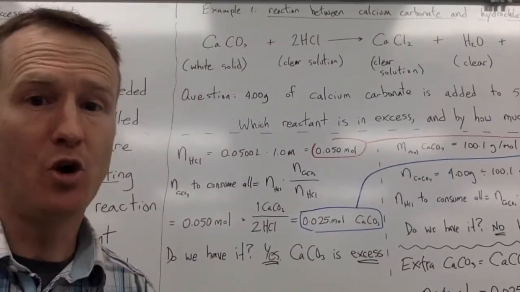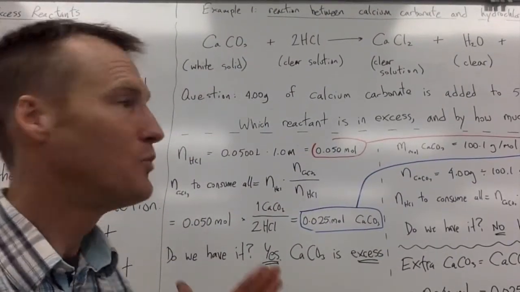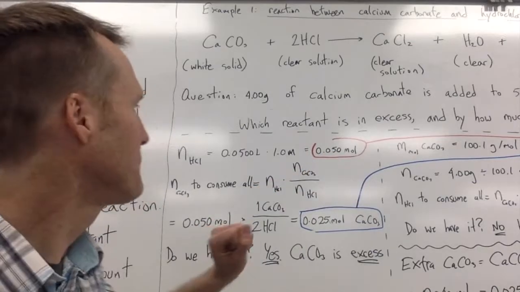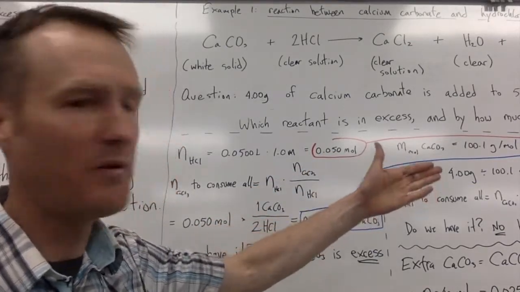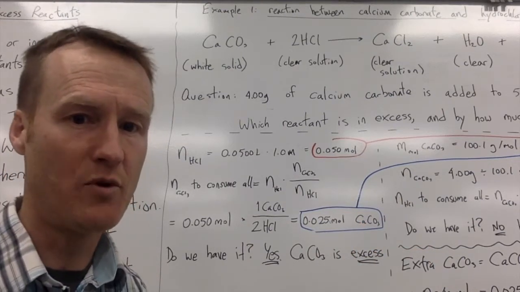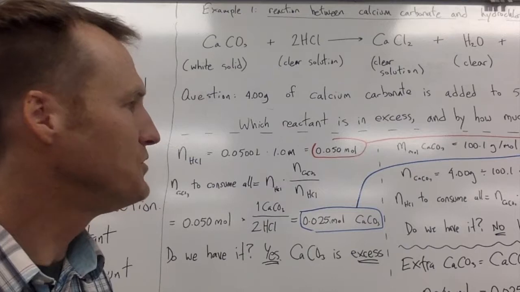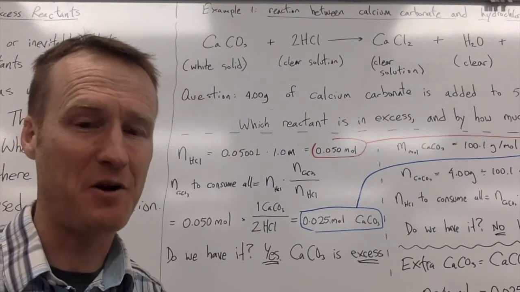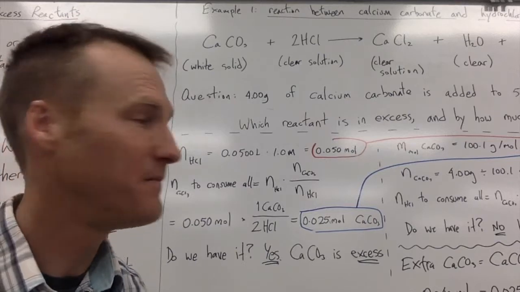And then we ask, do we have it? The answer is no, we don't, because we started with 0.050 moles of HCl, and we don't have the 0.08. This means that the HCl is a limiting reactant in this case. We just don't have enough of it to react with all the calcium carbonate, but we do have enough calcium carbonate to react with all the HCl.